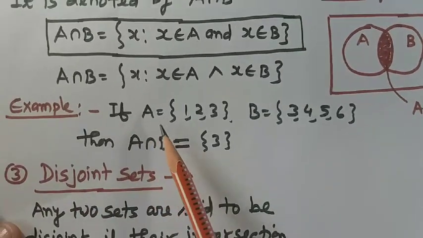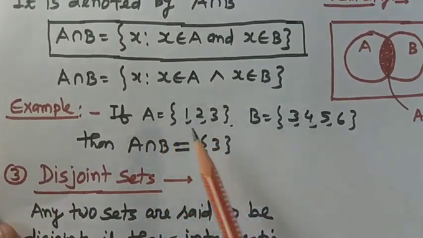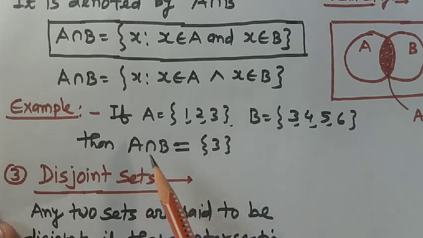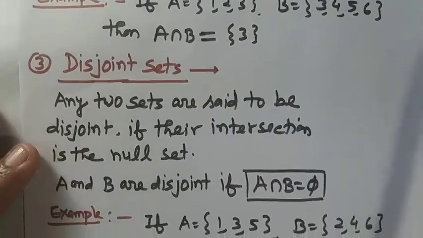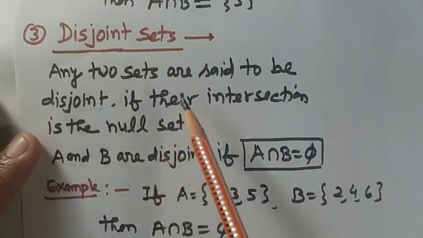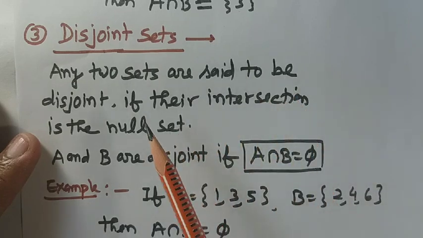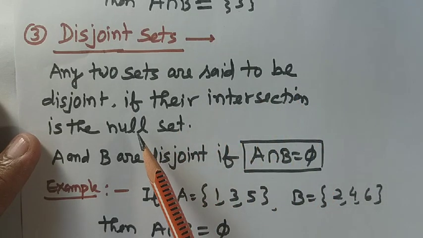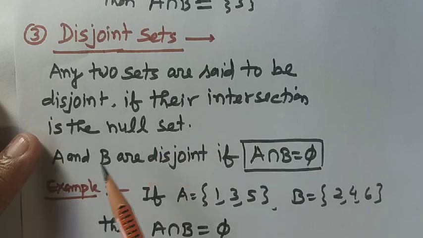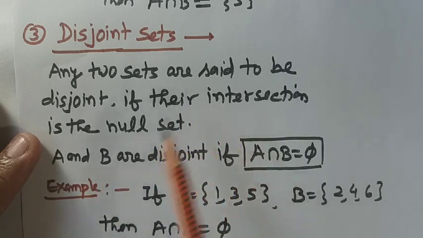Here also one example, A equals, B equals, then we are taking one common element, that is A intersection B. Now disjoint sets. Two sets are said to be disjoint if their intersection is phi, that is, there is no element common in both the sets. They are known as disjoint sets.